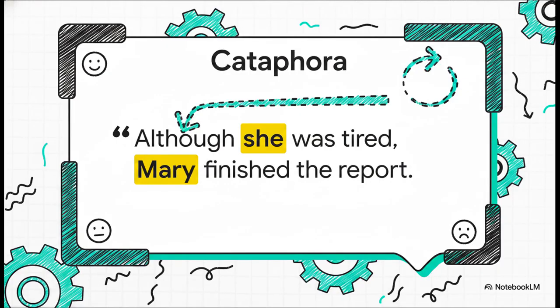Now, what's really interesting about this slide is how cataphora throws a distinct curveball at the parser. Take the sentence, Although she was tired, Mary finished the report. Here, the system encounters the pronoun she right at the very beginning. Because there's absolutely no previous mention to reference, the parser has to hold this placeholder in its active memory. It literally has to scan forward, keeping that unresolved variable open until the actual discourse entity, Mary, is finally revealed and the resolution can be structurally completed.